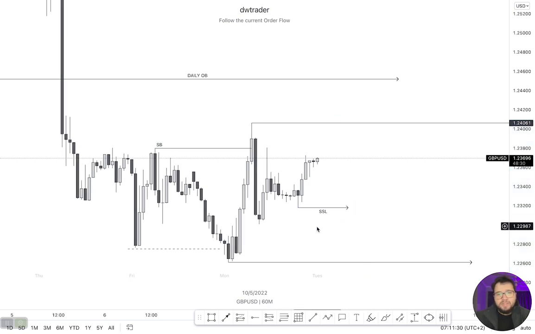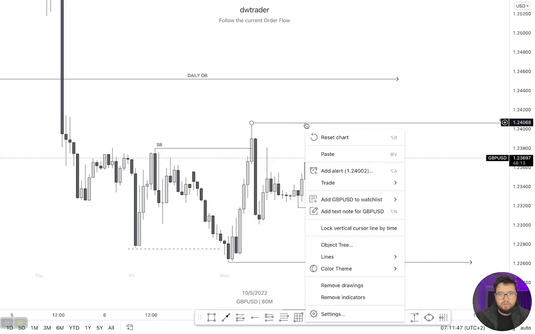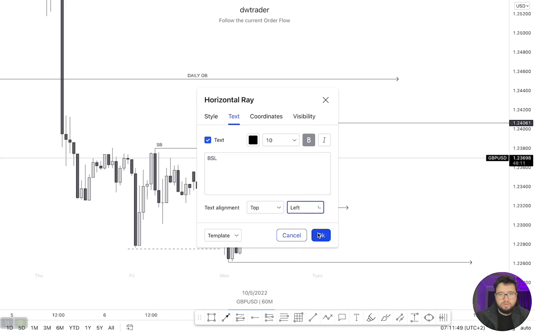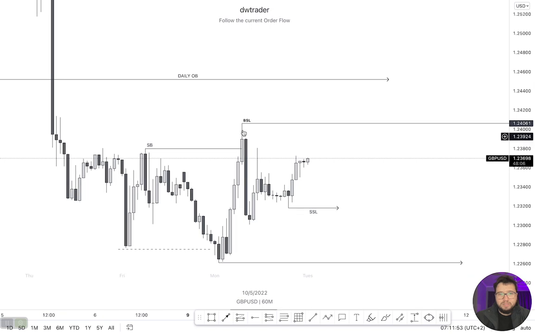Now I'm seeing the sell side liquidity below this low and then the buy side liquidity above this high marked up over here. So we could just add some text here as well. Buy side liquidity at the top, put it at the right, just make it bold. Left. So we have our buy side liquidity above this high that we could potentially be reaching for. We can see price is kind of intent on going higher.